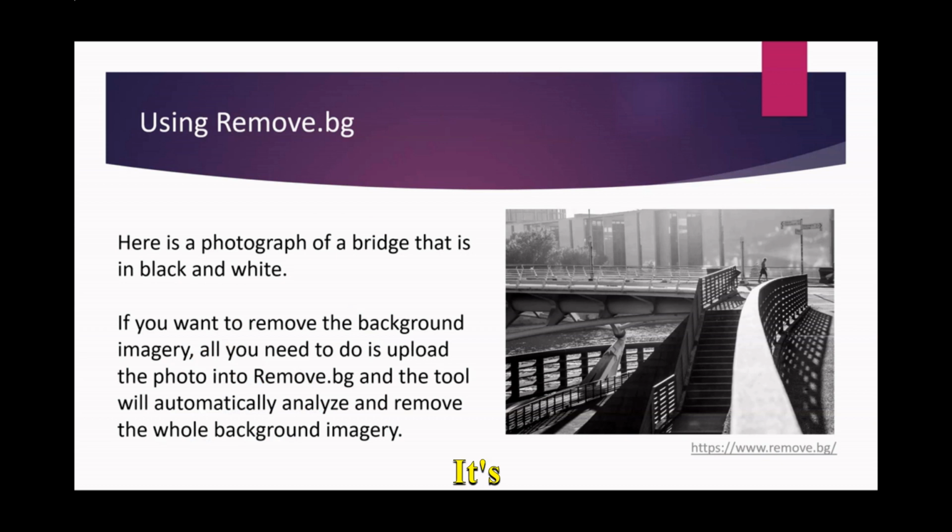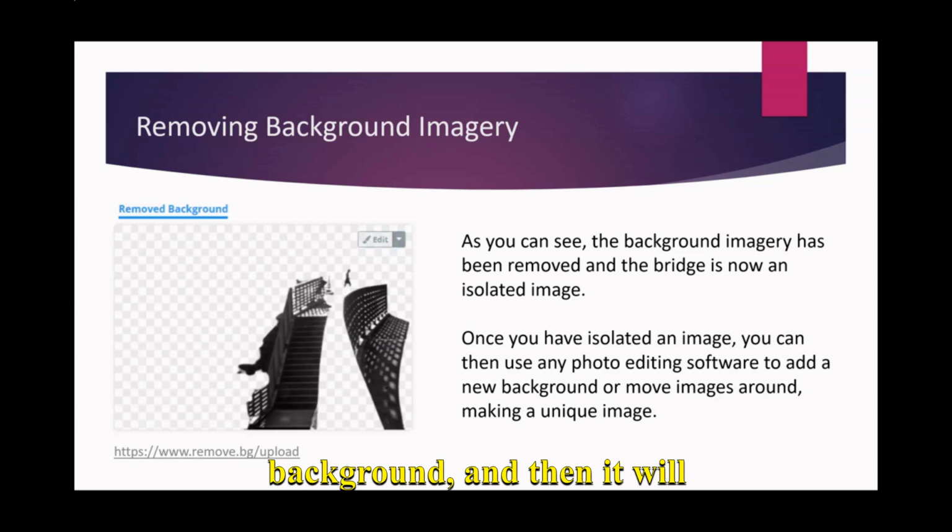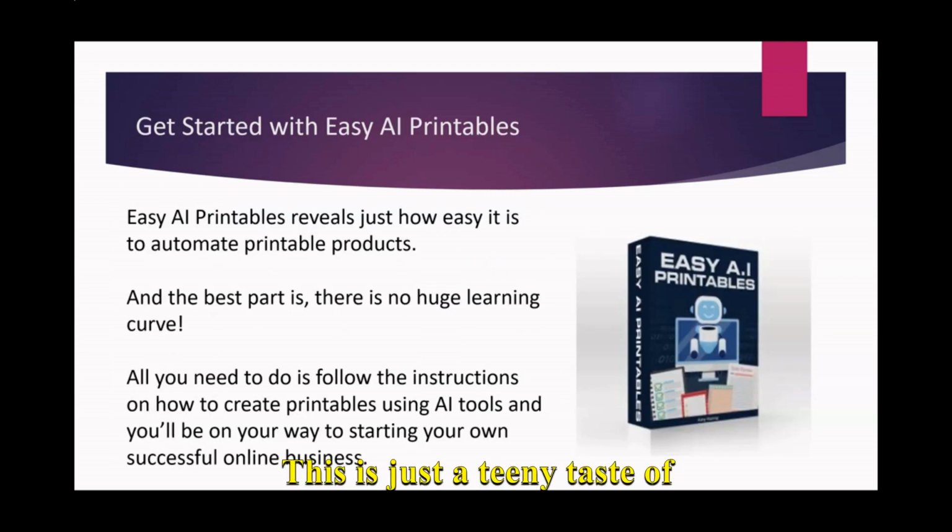So here's an example. It's a bridge. Let's say that I wanted to take just a portion of the bridge. So I want to remove all the rest of that busy background, and I'm going to take just a piece of it. I can upload it to remove.bg. The tool is going to analyze the background and then it will remove it. So you can see there, I've got just two portions of the bridge and the person. So I've isolated that piece and then I can add that to any other image or any product that I'm trying to create.